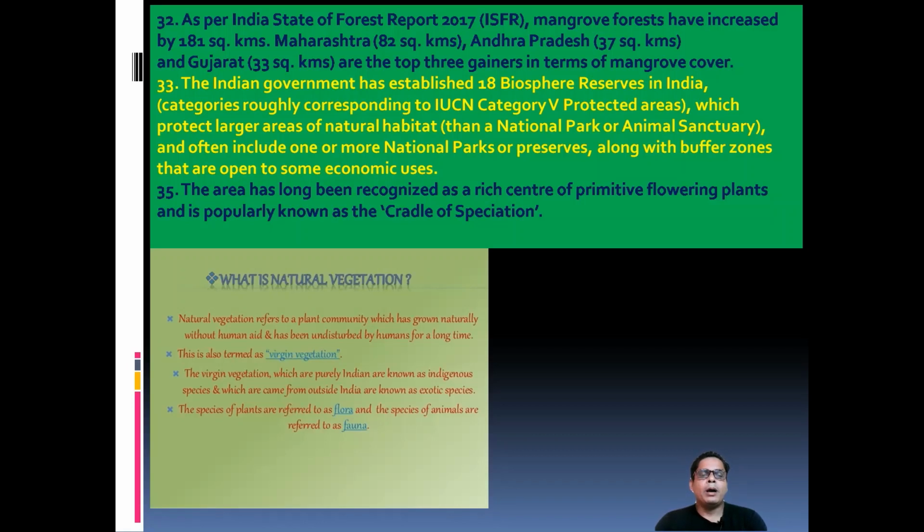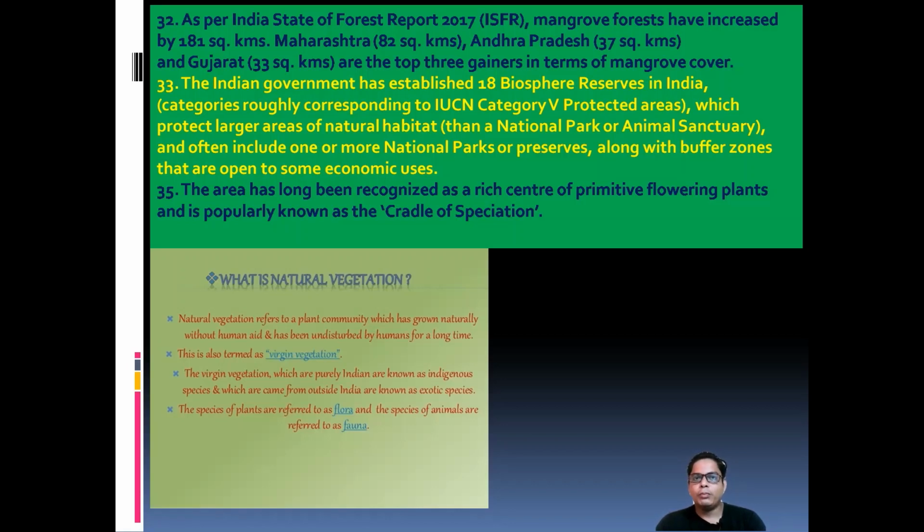Then come to the forest. The Indian government has established 18 biosphere reserves, and that is also on the IUCN list. And among them, perhaps you know that the first one is a national park. So there are 18 biosphere reserves, and you can say there are 105 national parks and 515 bird sanctuaries.